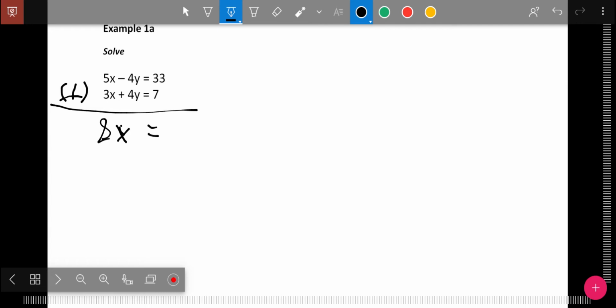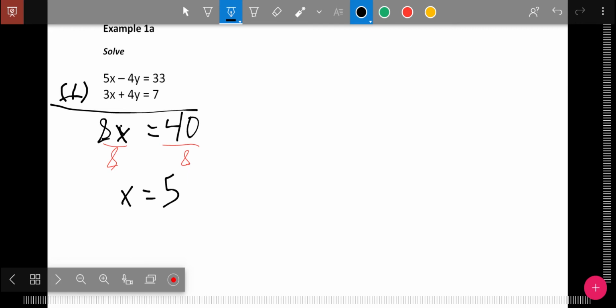Negative 4y plus 4y is 0. 33 plus 7 is 40. I divide both sides by 8, and I get x equals 5.